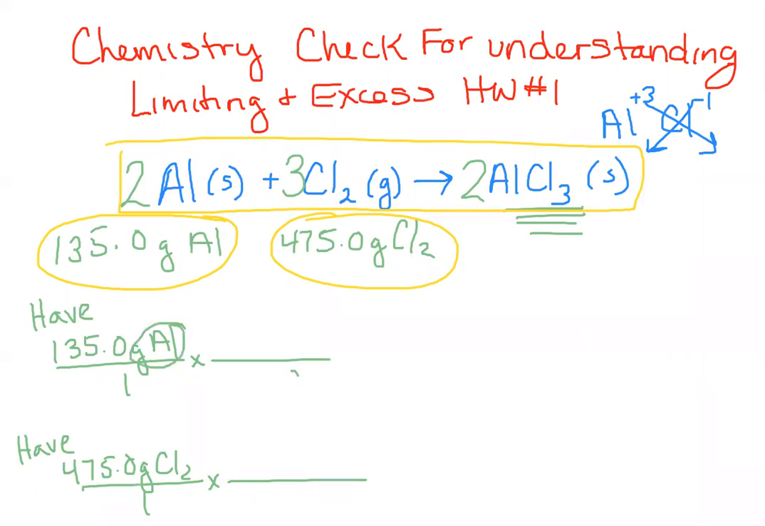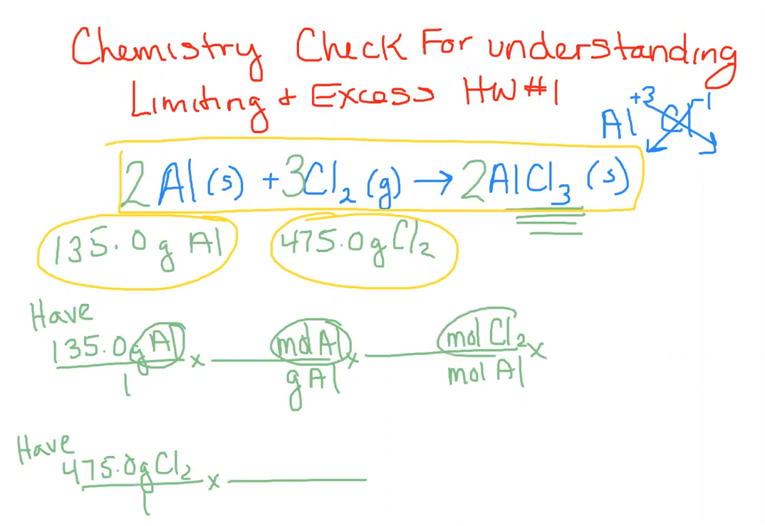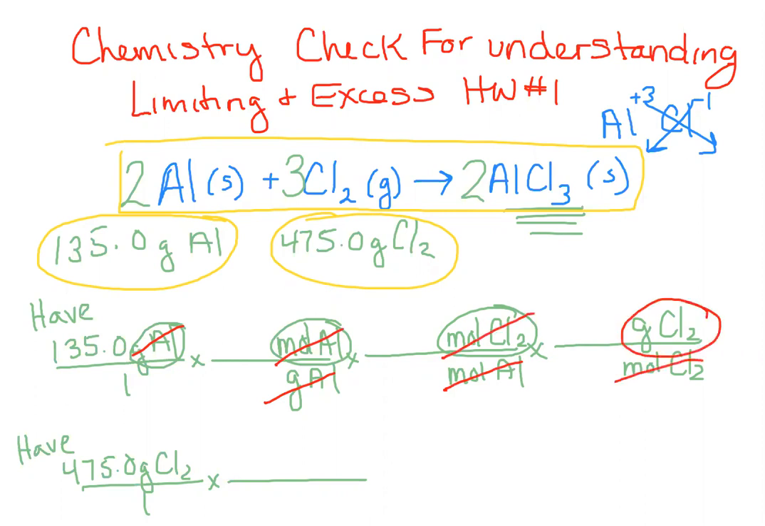Grams of aluminum, that means grams of aluminum has to go down here. First thing you always do is change it to moles. Moles of aluminum means moles of aluminum go down here. After we change the grams of aluminum to moles of aluminum, we're going to change it to moles of chlorine gas. Moles of chlorine gas has to go down here. And we're looking for grams of chlorine gas. So this cancels with that cancels with that cancels with that, and this is what we're looking for.